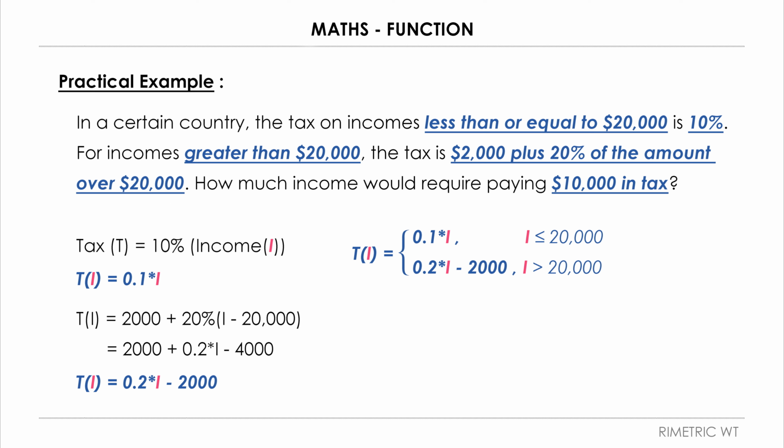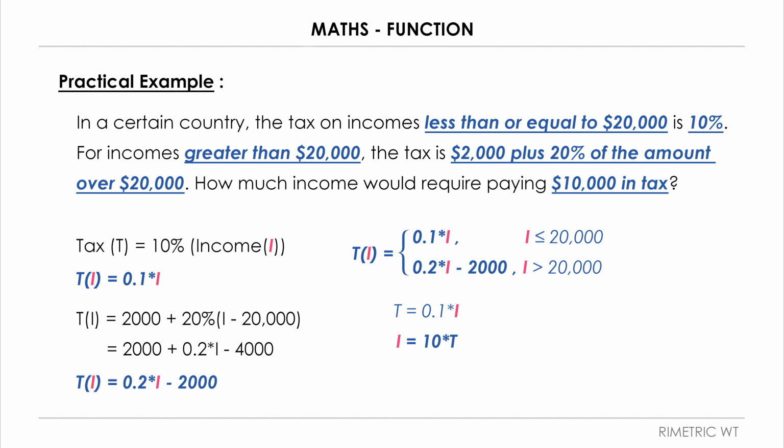The inverse will give us income as a function of tax, which is exactly what we need, because the question asks us to find the income level corresponding to a given tax amount. Now let's find the inverse of the first piece, which is t of I equals 0.1 times I. To do that, we just solve for I, meaning we multiply both sides by 10, and we get I equals 10 times t. Now, we need to determine the domain of this inverse piece.